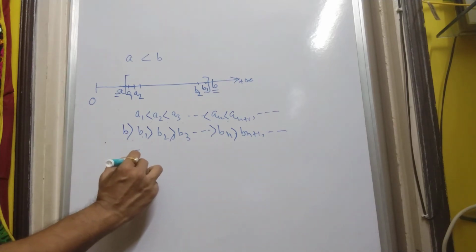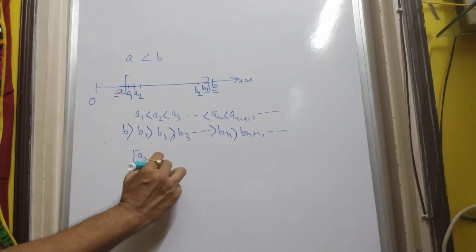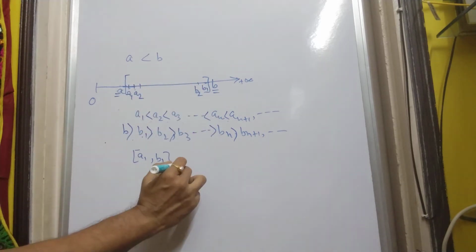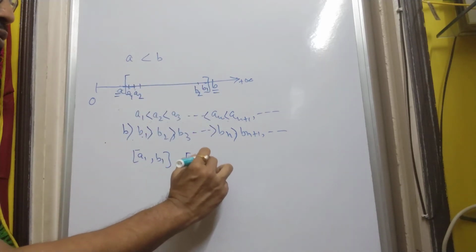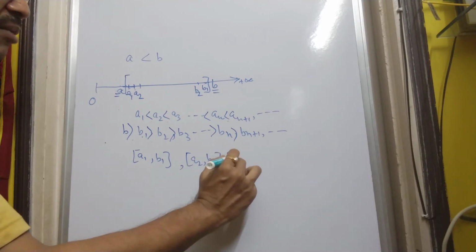And we have [a1, b1], then [a2, b2], then [a3, b3].